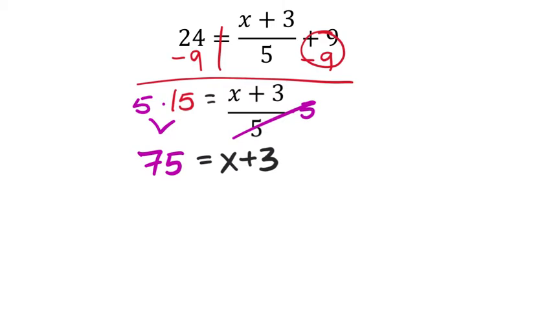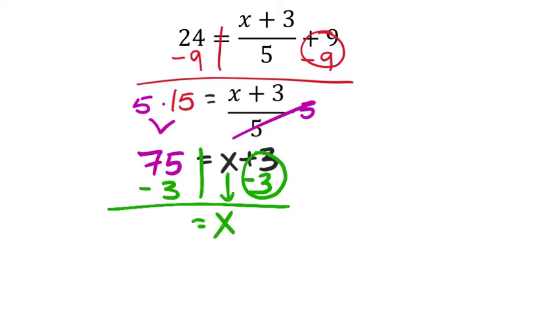Now you can see we're chopping away at this, right? We got rid of the plus 9, and then we got rid of the divide by 5. Now I've got this plus 3. I got to get rid of it by subtracting 3, not just from one side, but both sides, to zero that out, which it does. Now that leaves me with x equals, looks like 72.